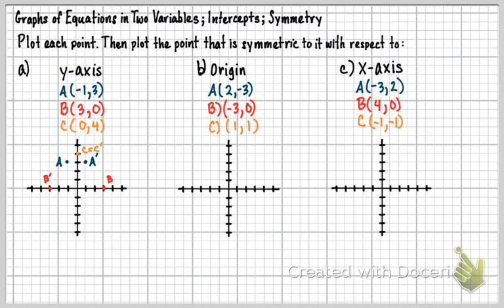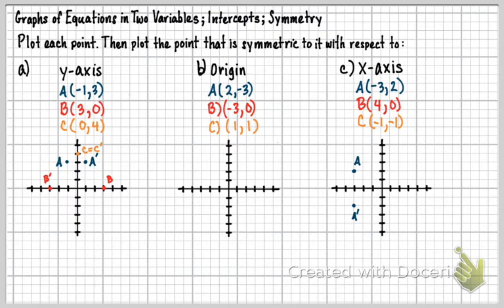So C is the x-axis. So let's say I have -3, 2. That's going to put me here. And then I'm going to be symmetric with respect to the x-axis. So that means I'm going to now be over here. So this is my A, and this here is my A prime. That was my reflection.